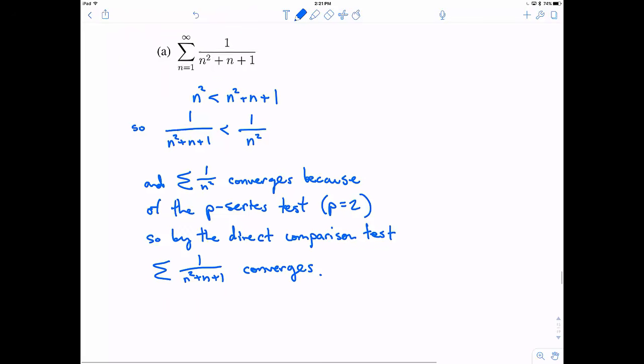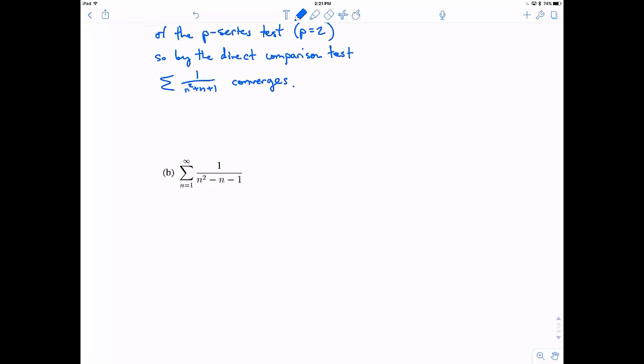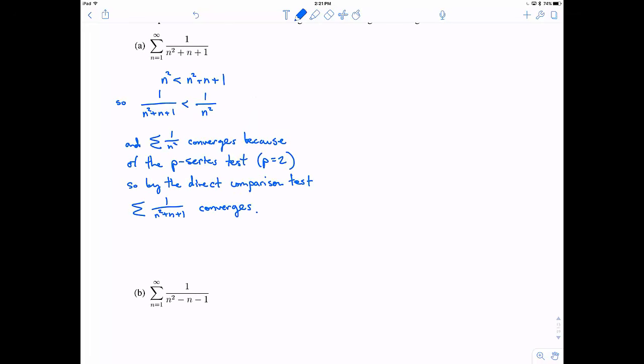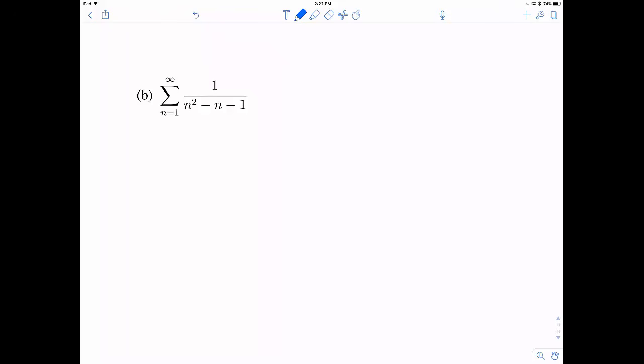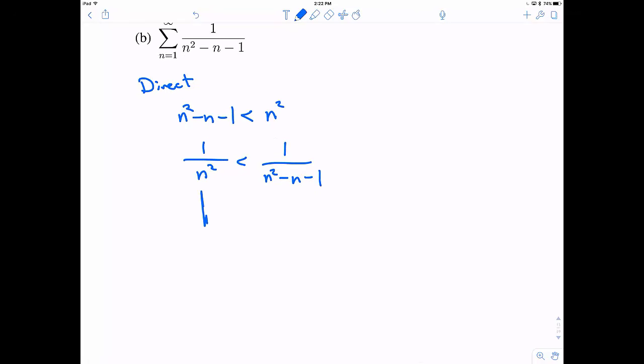Okay, now let's try this again with part B down here. This is very similar, but the claim is that the direct comparison test will not work. So if I started to try to compare it to something, again, the natural thing to compare it to is n squared. Right? So forget about the negative n, forget about the 1. And in our case, n squared minus n minus 1 is less than n squared. So now when I do our cross division thing, I get 1 over n squared is less than 1 over n squared minus n minus 1.